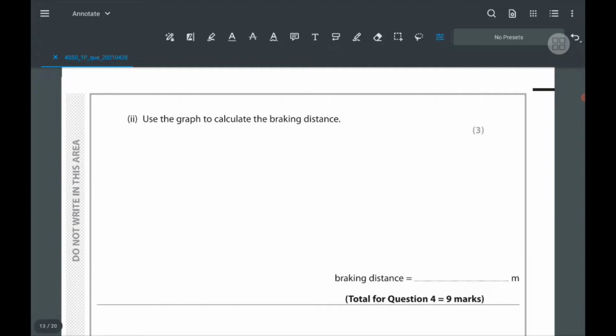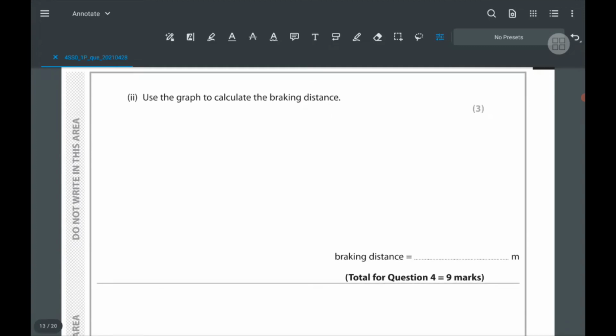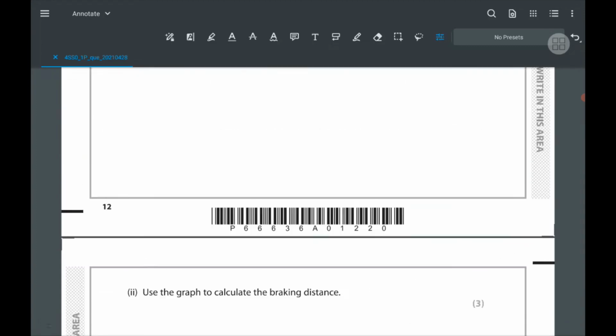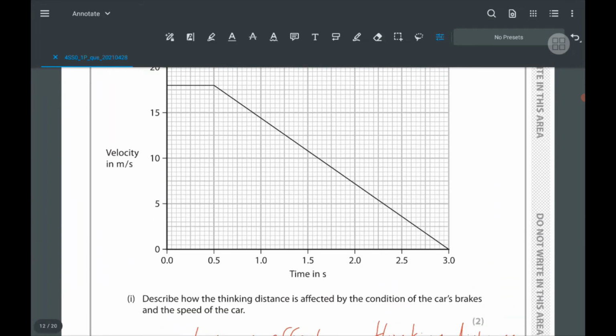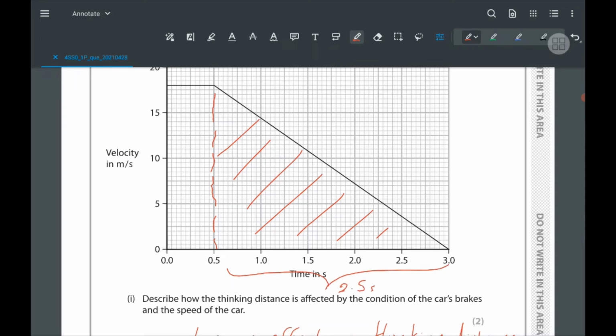Next question, use the graph to calculate the braking distance. Now we know the area under a velocity-time graph will give the distance. So here they are only asking the braking distance, so we'll only have to find this area. Let's look at the readings. Here it is 2.5 seconds, and this is 15, 16, 17, 18. So this would be 18. So we'll take that data, 18, 2.5.